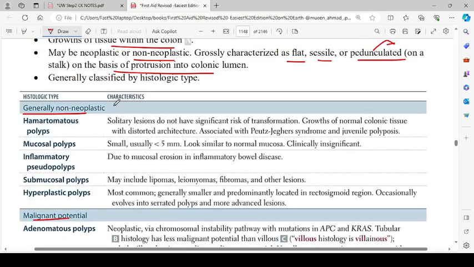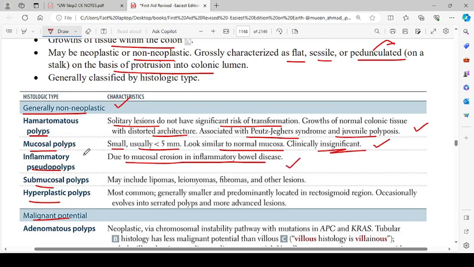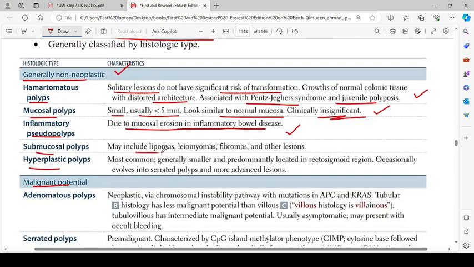So the ones which are non-neoplastic are hamartomatous, mucosal, inflammatory, submucosal, and hyperplastic. Hamartomatous polyps are solitary lesions and do not have a significant risk of transformation. They are growths of normal colonic tissue with distorted architecture, and they are associated with Peutz-Jeghers syndrome and juvenile polyposis. Mucosal polyps are small, usually less than 5 mm, look similar to the normal mucosa, and are clinically insignificant. Inflammatory pseudopolyps are due to mucosal erosion in inflammatory bowel disease. Submucosal polyps may include lipoma, leiomyoma, fibroma, and other lesions.